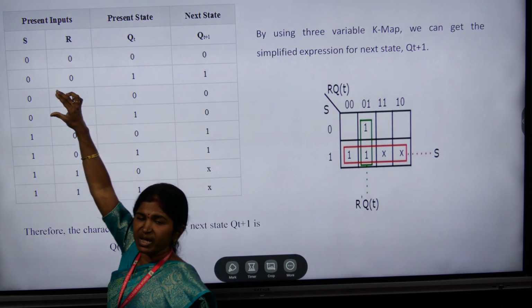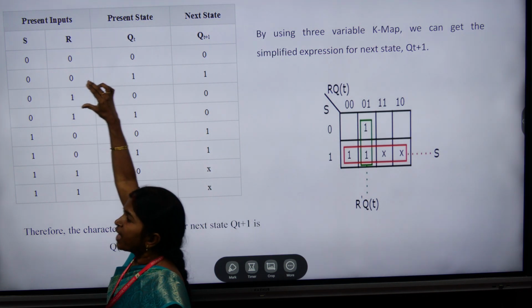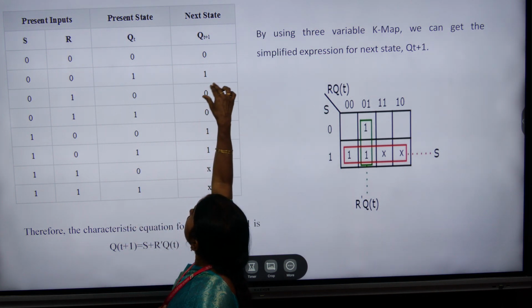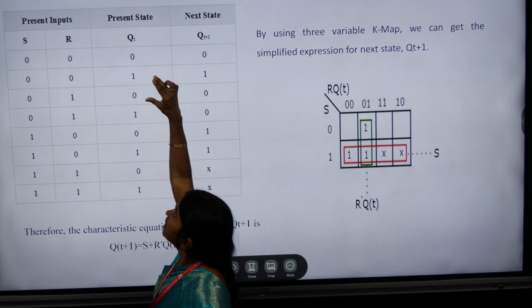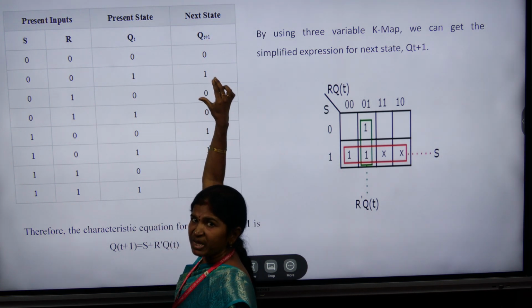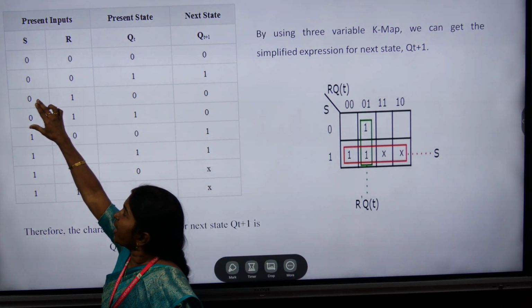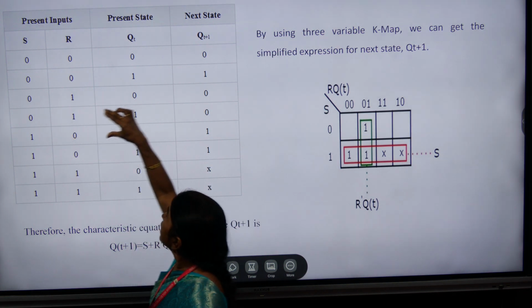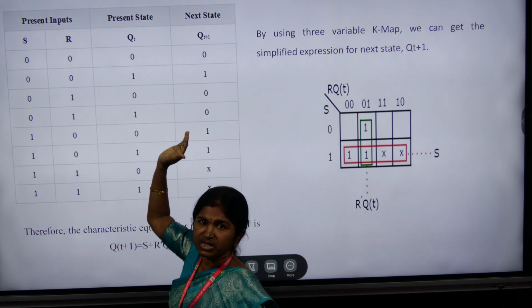So first one, I am taking the first combination as S value is 0 and R value is 0. I am getting the Q of t plus 1, that is the next state value, as the present state value only. That is, the present state value is replicated in the next state. Next, when I am taking the value of S as 0 and R as 1, I am getting the value 0 in the next state, that is, the flip-flop is reset.